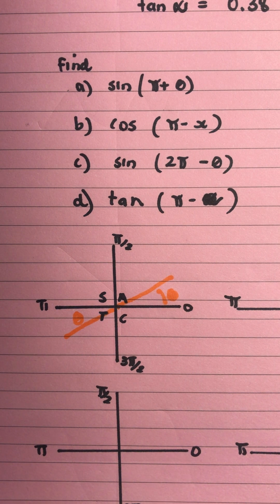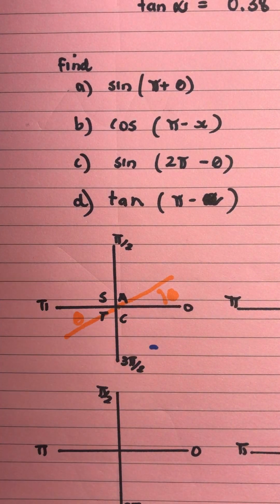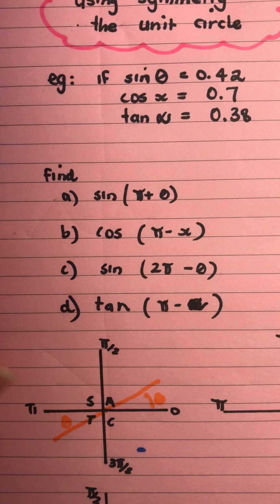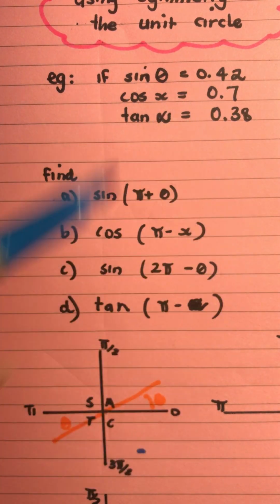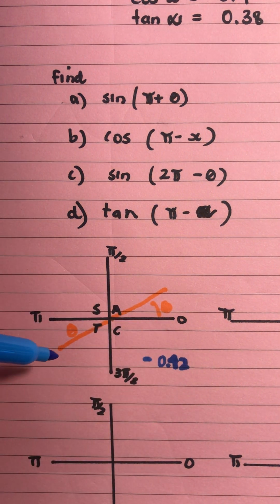So when I look down here, sine is negative in that quadrant. So I know that it is going to have the value of negative of whatever it would be in the first quadrant. And we were told back here that sine theta was 0.42, so it's going to be negative 0.42, because in that quadrant sine is negative, and so we can say it's going to be the negative of whatever it would have been had it been in the first quadrant.